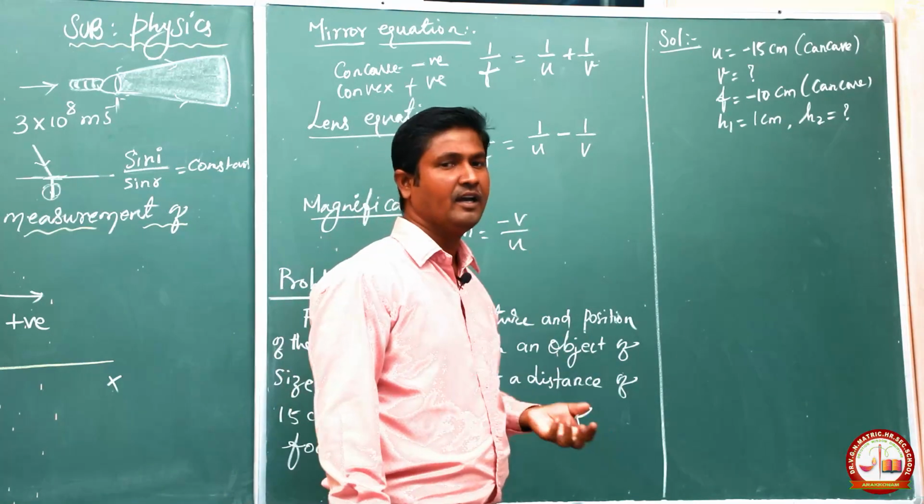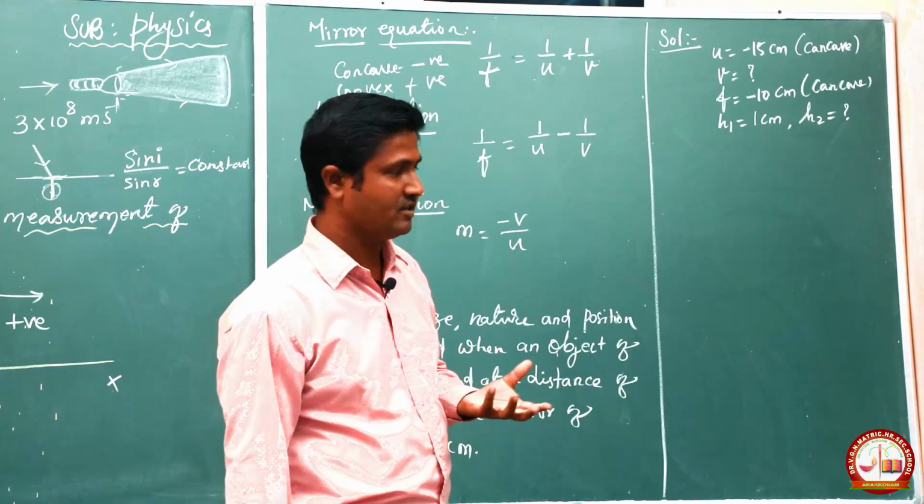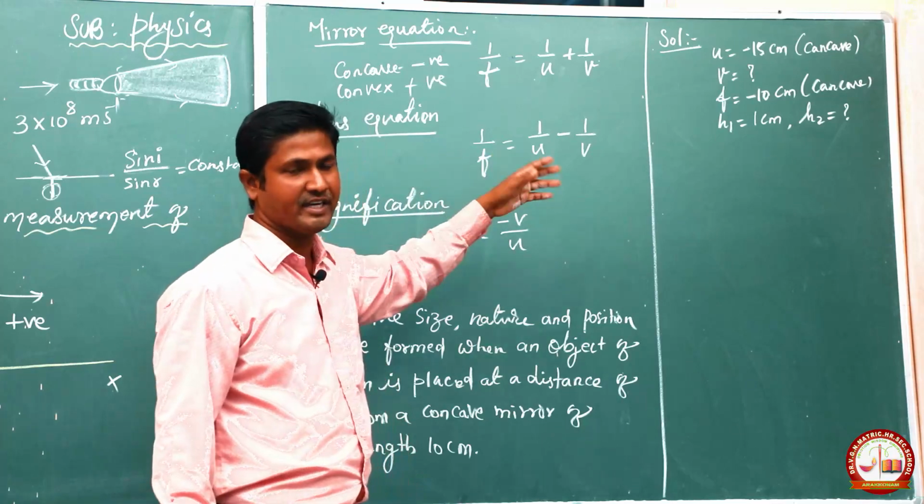What is this v? The distance of the image. This is called the lens equation.